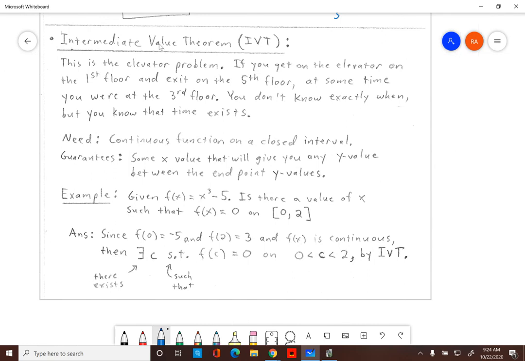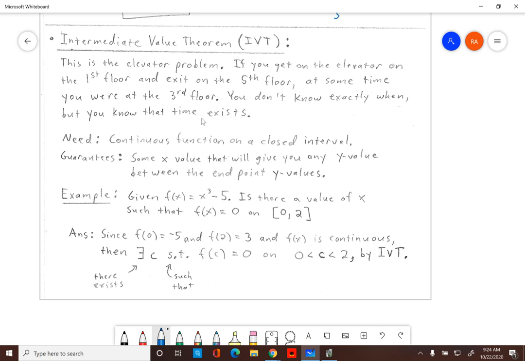So here's our first of 3 existence theorems. What the intermediate value theorem does is what I like to call the elevator problem. Say you enter the elevator at Jones on the 1st floor and the doors close and then they open on the 5th floor. What it guarantees you is that at some time when you were on that elevator, you were at the exact 3rd floor height. You were also at some time equal to the exact 2nd floor height and 4th floor height, or any other height between the 1st and the 5th floor.